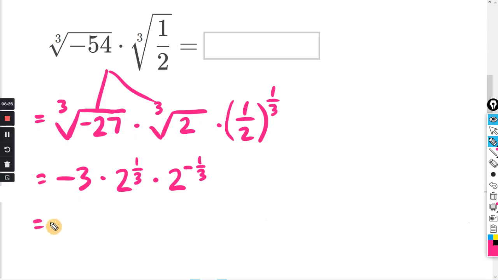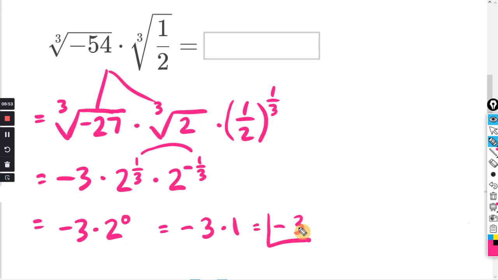All right, so the idea here, again, was to get the 2's to match, so I can just add the exponents. We have negative 3 times 2, you keep that, and here you just add the exponents. 1/3 plus negative 1/3 is actually just 0. And 2 to the 0 is just 1, so that's negative 3 times 1, which is just negative 3.